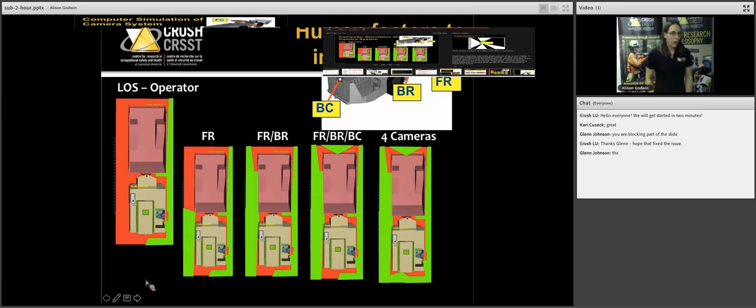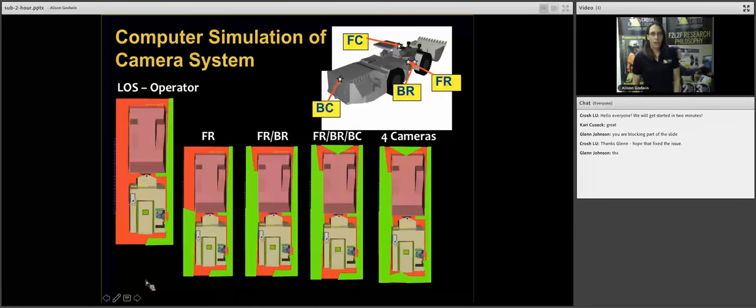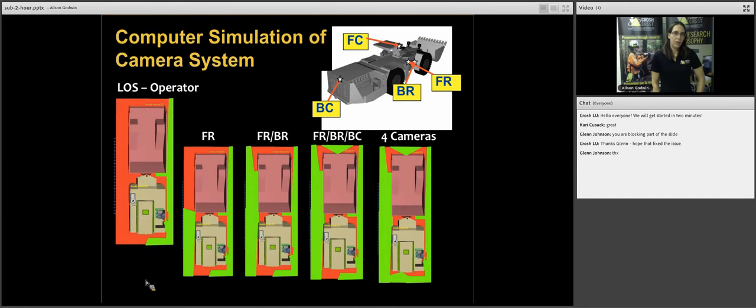I've done quite a bit of work that evaluates the effect of a very basic camera system on industrial machinery. This slide highlights, going from left to right, the added line of sight that you get as you add more cameras to the situation. The line of sight from the operator's perspective on the left is quite blocked. They can see mostly down their left hand side or behind them, the wall behind them. And as you add cameras to that situation, you do increase line of sight.